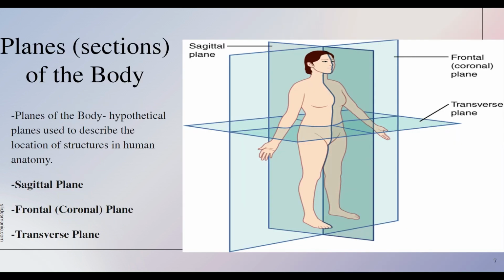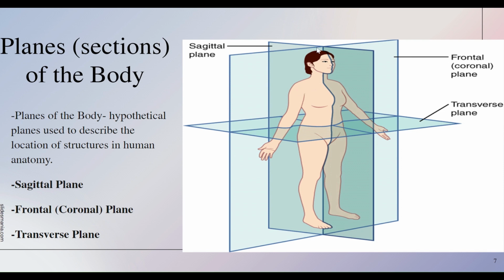So this we saw briefly, but let's look at it again. Here you see the planes of the body. They're just hypothetical planes used to describe the locations of structures in human anatomy, right? So if you wanted to talk about a certain part of the body, maybe you are having some kind of issue here on this part of your shoulder, you would use the different planes to talk about where it is located.